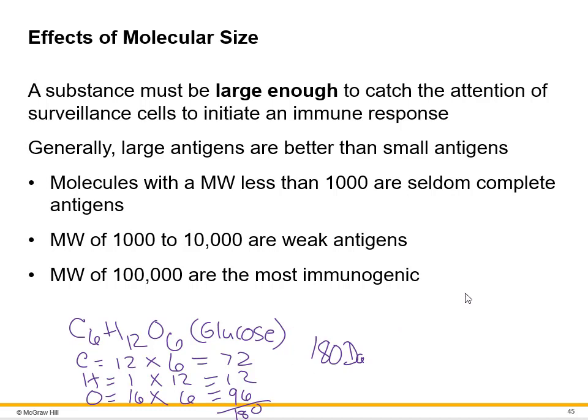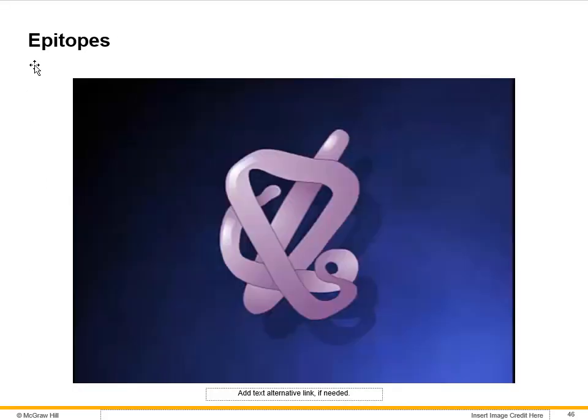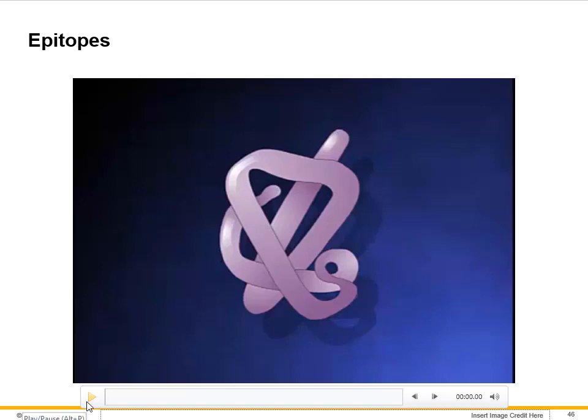Is glucose something that our immune system is going to recognize as foreign? So if you answered no, you would be correct. The epitope, as we're going to see, is a small portion of the antigen. It's not the whole antigen, it's just a part of the antigen. So here's an animation on that.